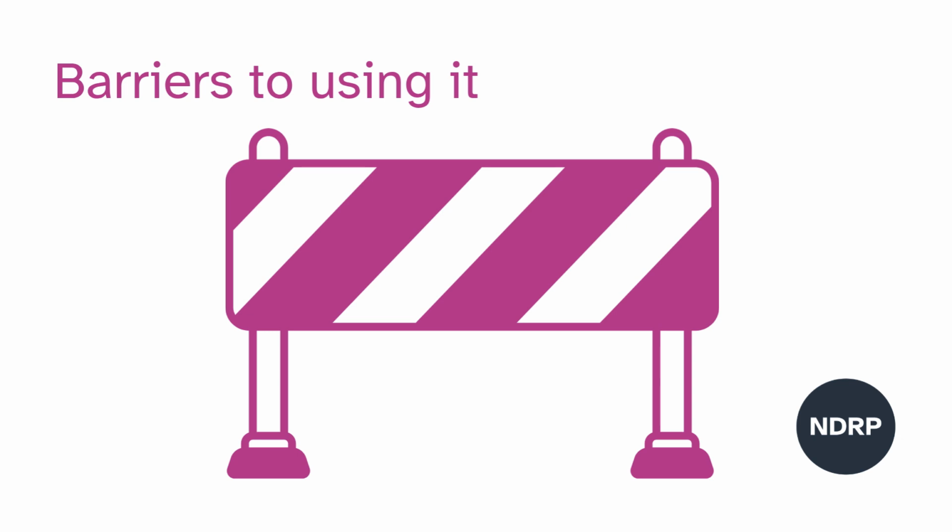Barriers to using it. Even when disability data exists, that does not automatically mean it gets used or used well. Sometimes the barrier is access. The data may be difficult to obtain, expensive, fragmented across systems, or require specialist skills to analyse. Sometimes the barrier is interpretation. Data can be complex, incomplete, or difficult to make sense of without lived experience, context, or community knowledge. And sometimes the barrier is translation into action.